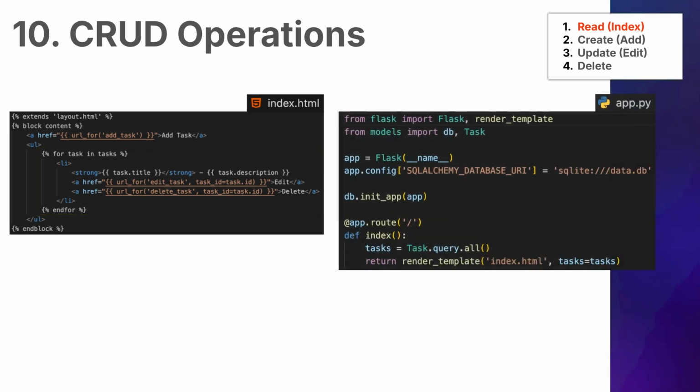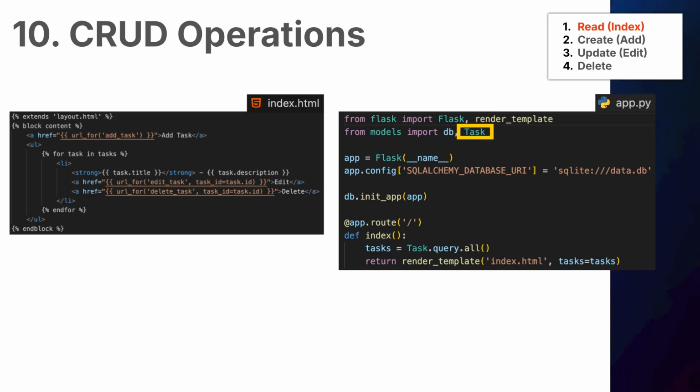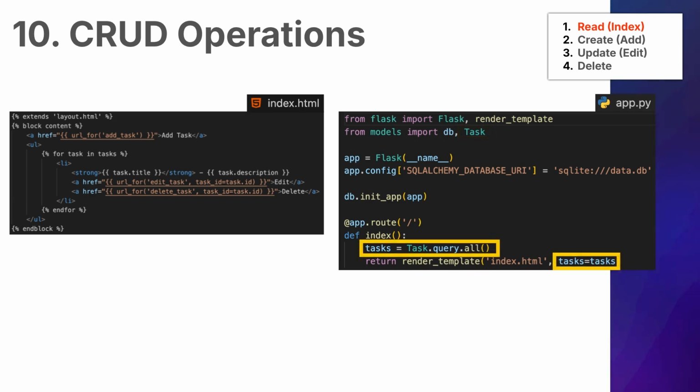Let's go back to the main Python file and update the home route. First, import the Task model from your models Python file. In your homepage route, fetch all task records from the database using Task.query.all. Then pass the list of tasks into the template using the tasks variable. Now the homepage can show all tasks, but for now we don't have any data in our database. So let's prepare some dummy data.